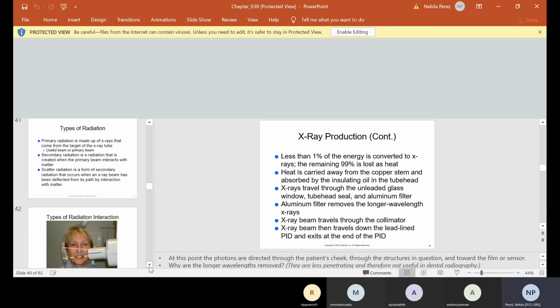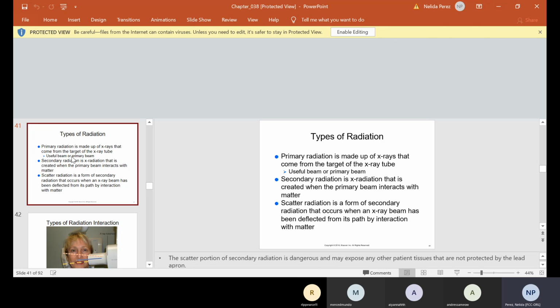And remember, I told you I want you to look through the PID so you can see it. The X-ray beam then travels down the lead line and PID and exits at the end of the PID.